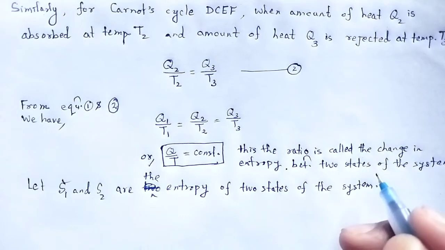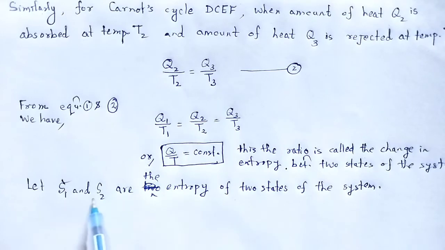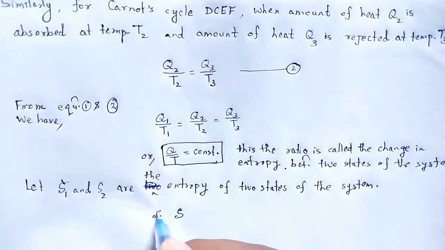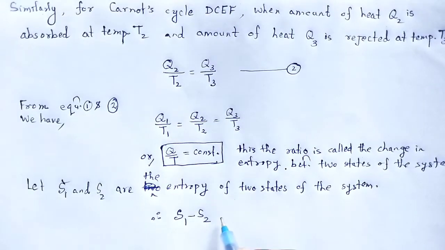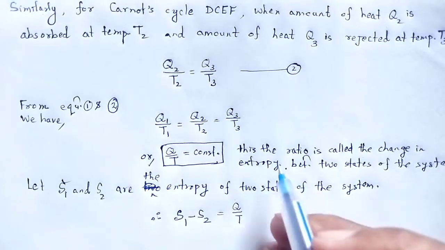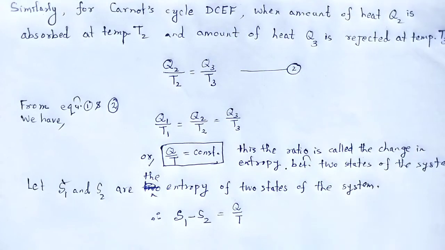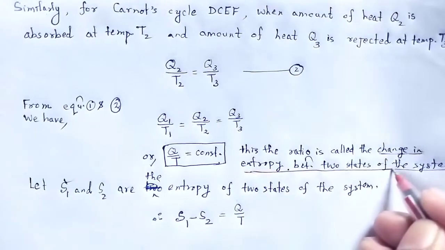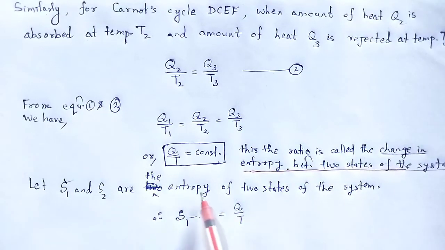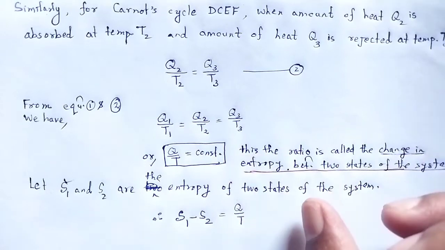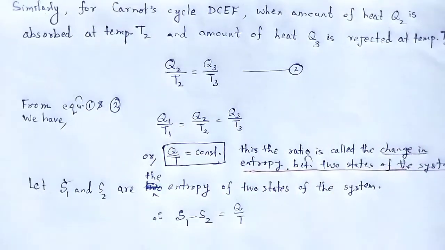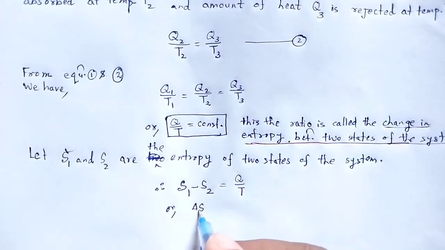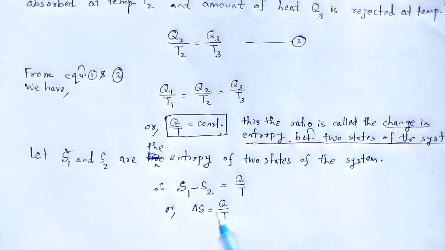So the change in entropy is similar to that ratio. Therefore, S1 minus S2, that is Q by T, the ratio, is called the change in entropy between the two states of the system. Let us take the entropy of the two states as S1 and S2. The change in entropy is the same as the ratio Q by T, denoted as del S is equal to Q by T.